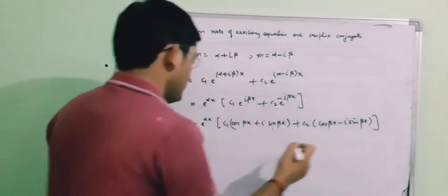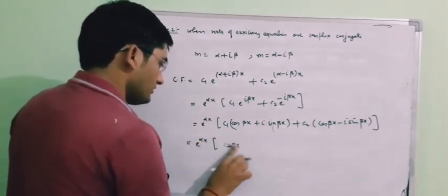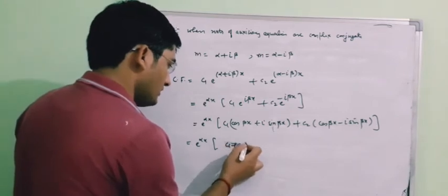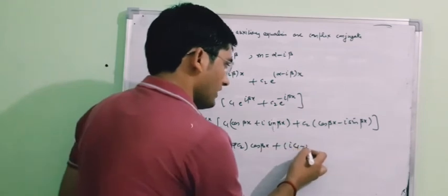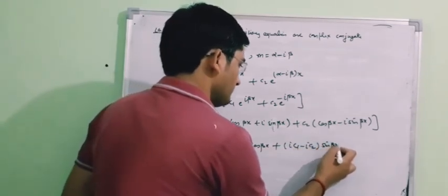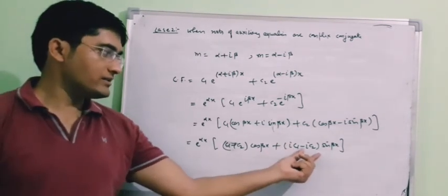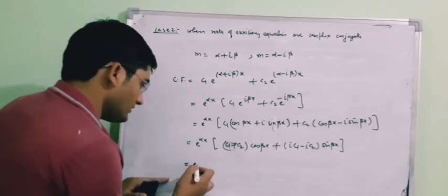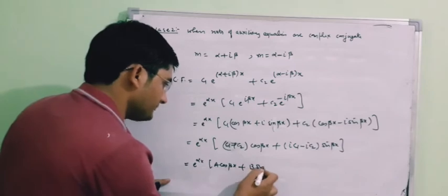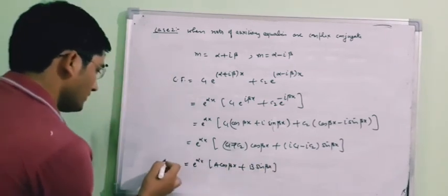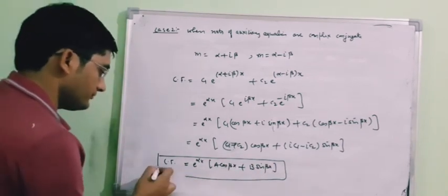Now let us take the terms of cos and sin common. So we will have (c1 plus c2) cos beta x, then (ic1 minus ic2) sin beta x. Now c1 plus c2 is a constant, and ic1 minus ic2 is a constant. So you can write it as A cos beta x plus B sin beta x. This is the complementary function when you have two complex conjugate roots.